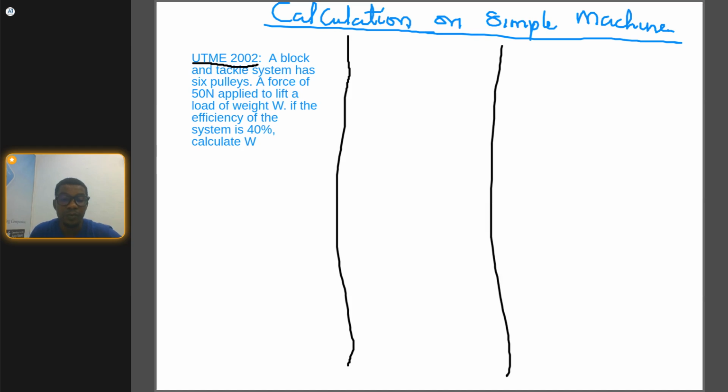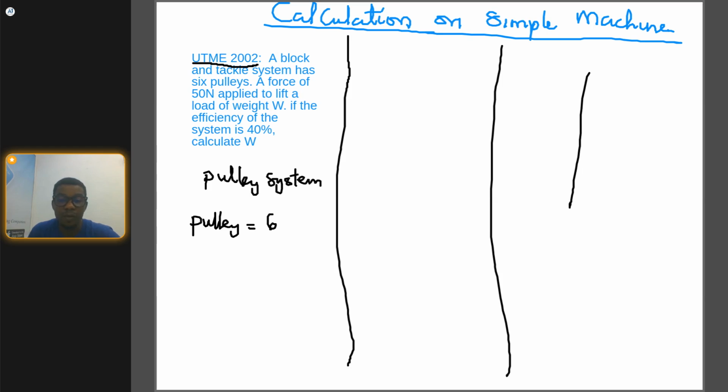Now from the question, we have a block and tackle system that has 6 pulleys. So this question is talking about the type of machine called the pulley system. The question says the system has 6 pulleys, so the number of pulleys is 6.